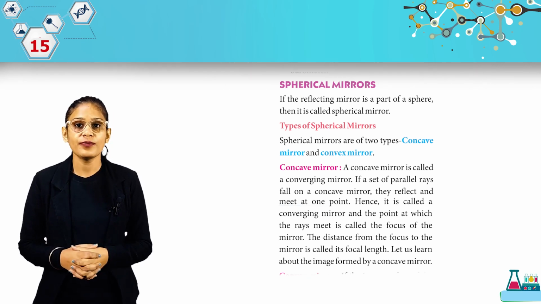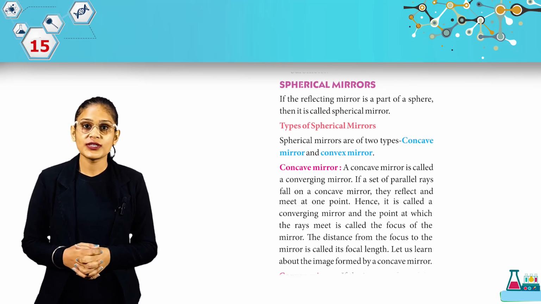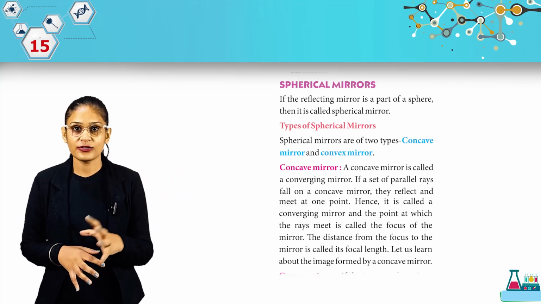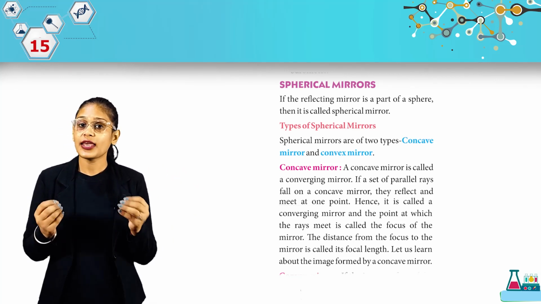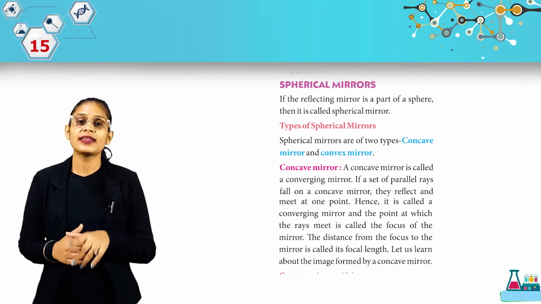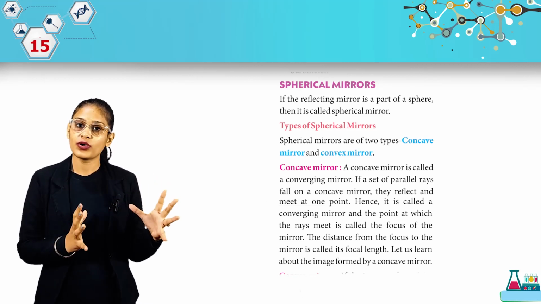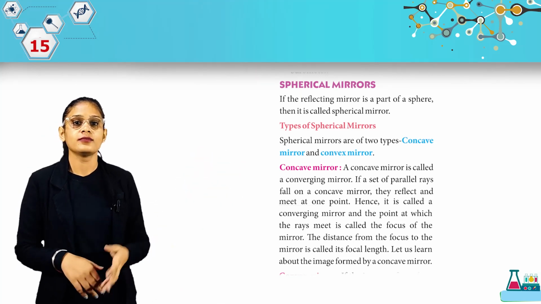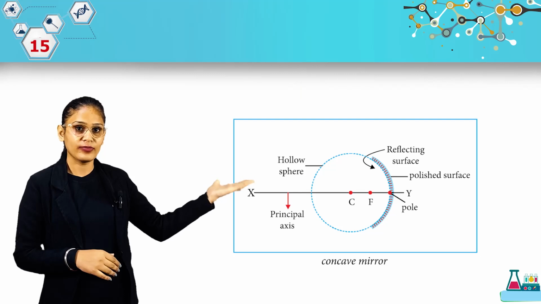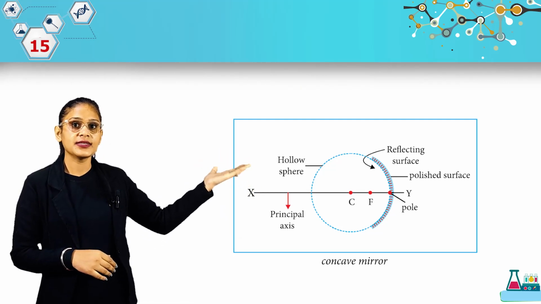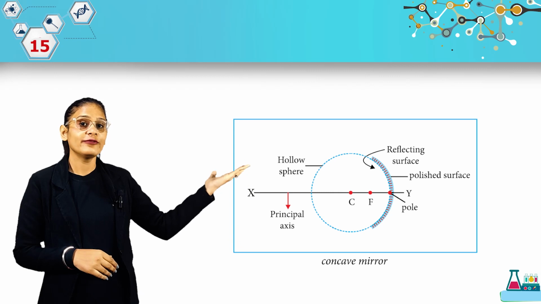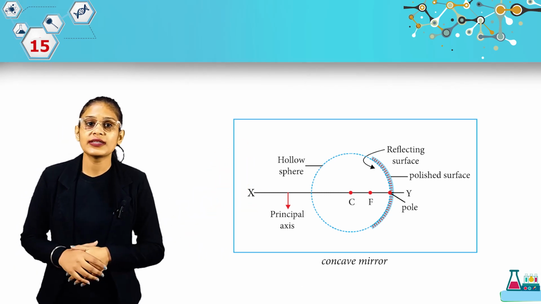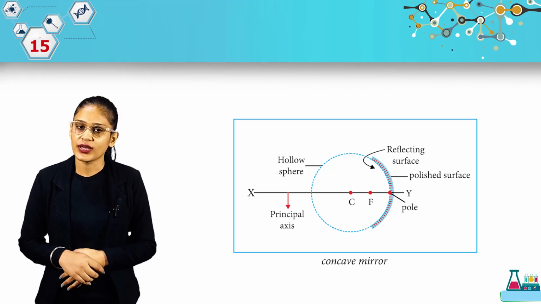Let us learn about the image formed by a concave mirror. So students, concave mirror जो है वो converging mirror होता है और concave mirror पे जब light reflect होती है तो जो reflected rays हैं वो किसी एक point पे जाके meet करती है, जहां वो मिलते हैं that is focus, और mirror से focus के बीच की जो distance होती है that is focal length. Now look at this picture we have. We have concave mirror and here is principal axis, polished surface, pole, focus, and this is reflecting surface, and this is hollow sphere. So students, these are some terms related to concave mirror.